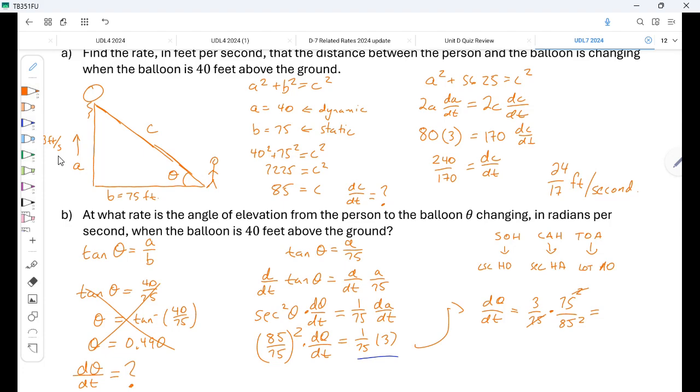So it sure looks like I need to type 3 times 75 divided by 85 squared in my calculator, right? Yes. All right, and that gives me 0.0311.